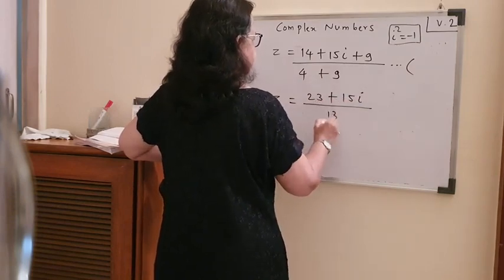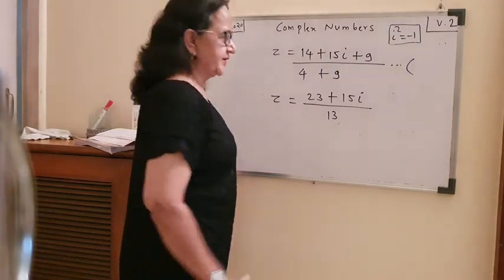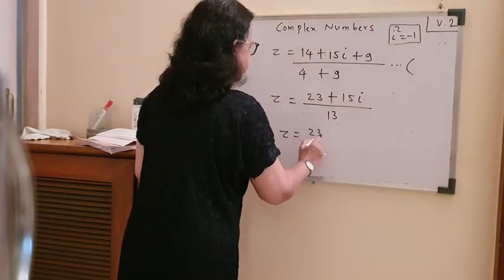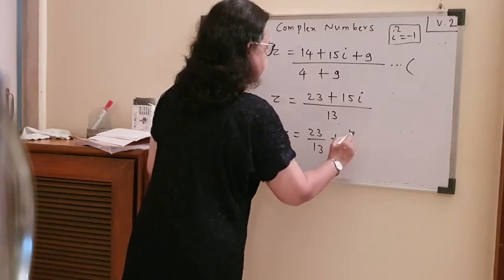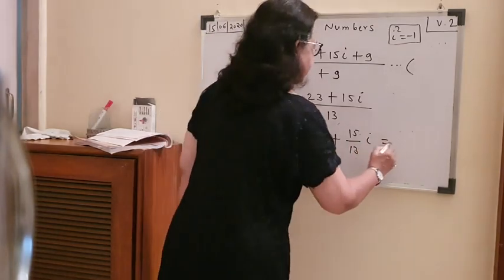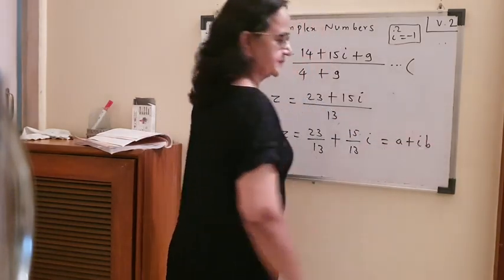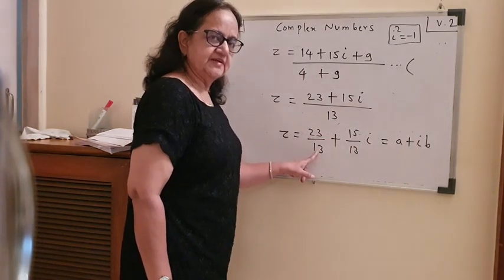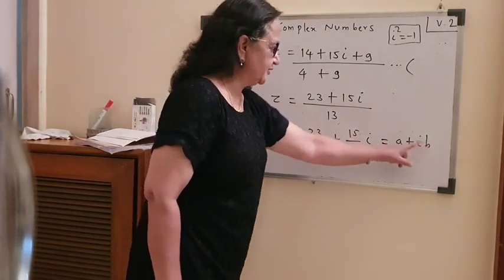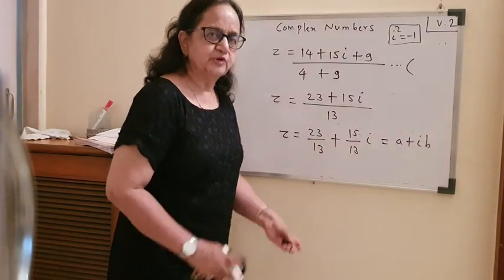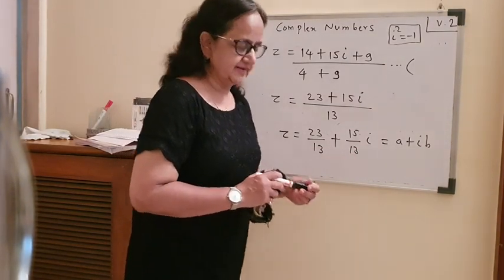And down 4 plus 9 is 13. Separate 23 upon 13 and this upon 13. So I write z as 23 upon 13 plus 15 upon 13 into i. So this is of the type a plus ib, where a value 23 upon 13 is the real part of z, b value 15 upon 13 is the imaginary part of z. And both a and b belong to R, real numbers.